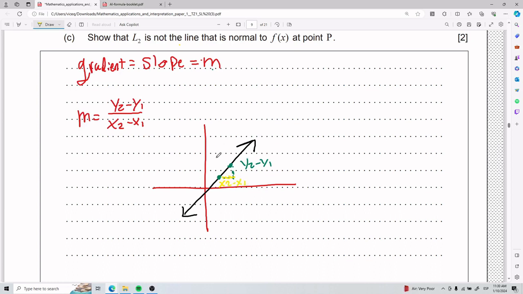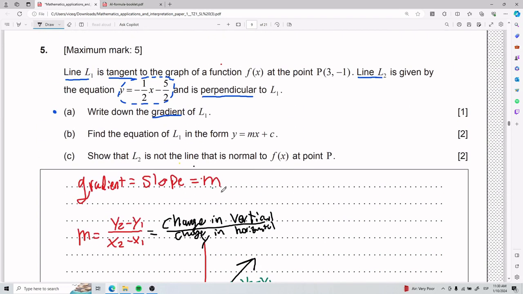So basically, for calculating your slope, your m, your gradient, you are seeing the change in vertical, because your y values are your vertical, divided by the change in horizontal, because your x is your horizontal values. So that's a little chit chat about what gradient and slope are.